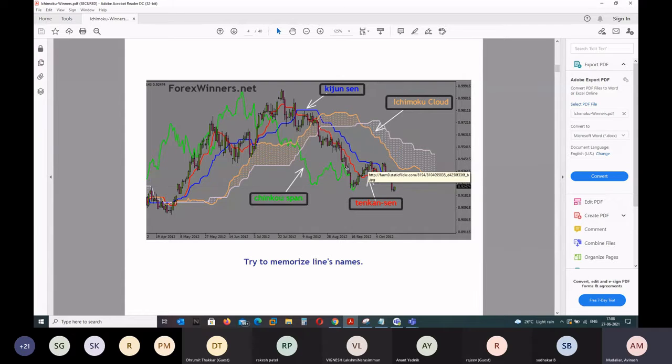Here you can see the price is falling, and ultimately it pulled back right into the Kijun-sen, and again it fell down. You will see this kind of occurrence very frequently in the market, regardless of time frames.